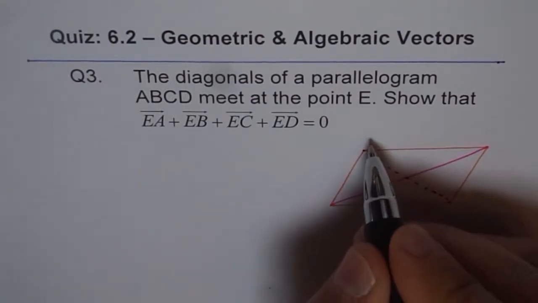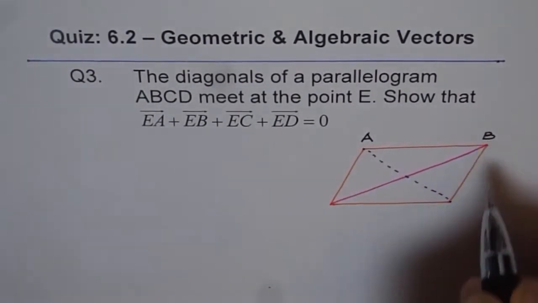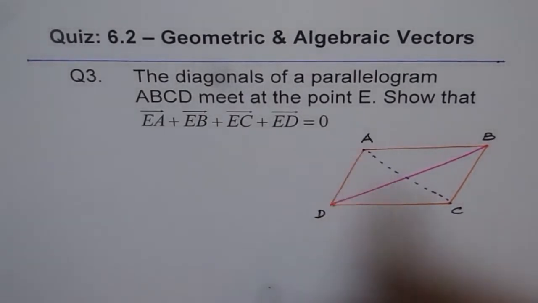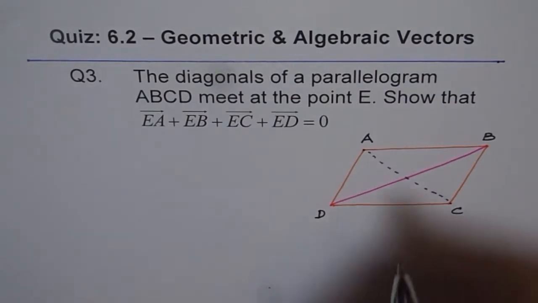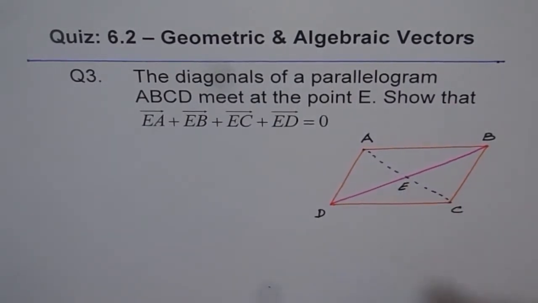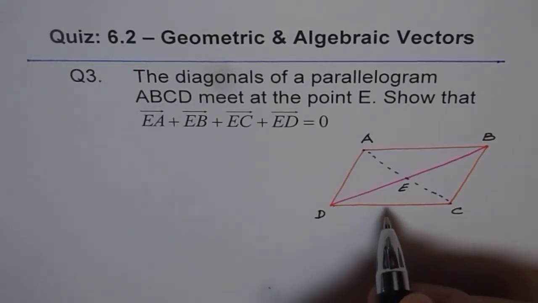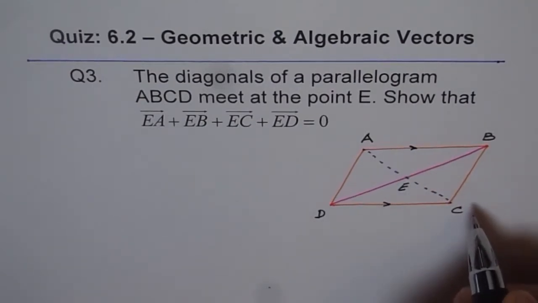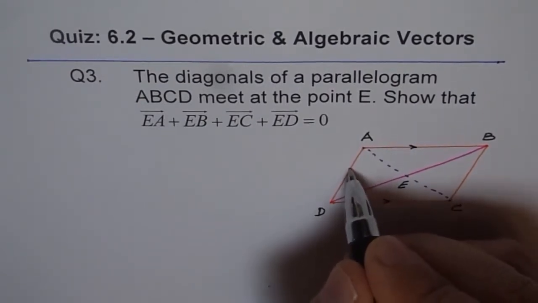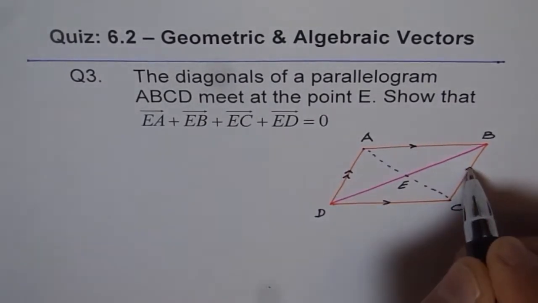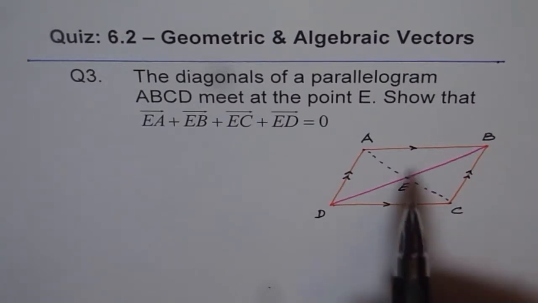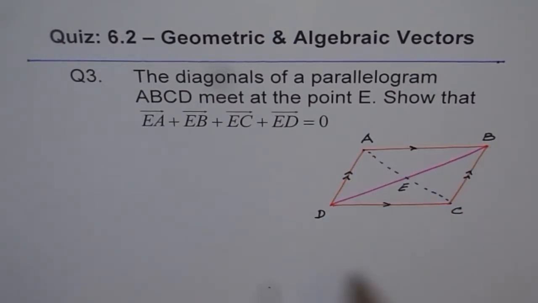And let's label it. This is A, B, it should be in order, A, B, C, D, right? Always in order. And E is your point of intersection of these diagonals. Now to answer the question, you should know properties of a parallelogram, right? So we know that we have two pairs of sides here, which are parallel and equal, right? So these two pairs are actually parallel and they are equal. So that is to say that vector AB is equal to vector DC, right?